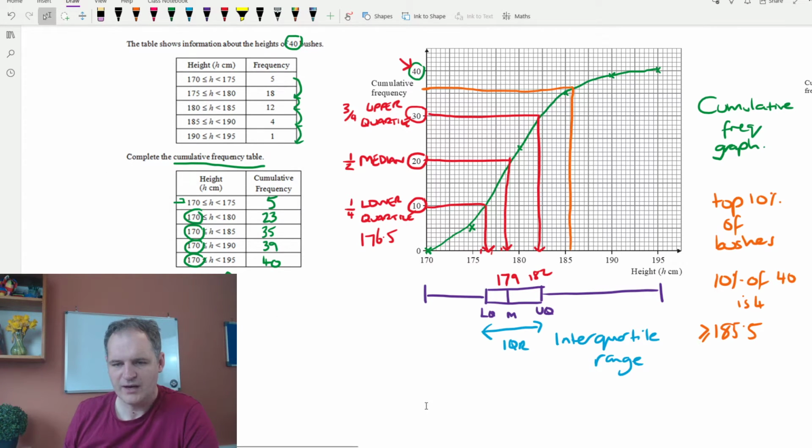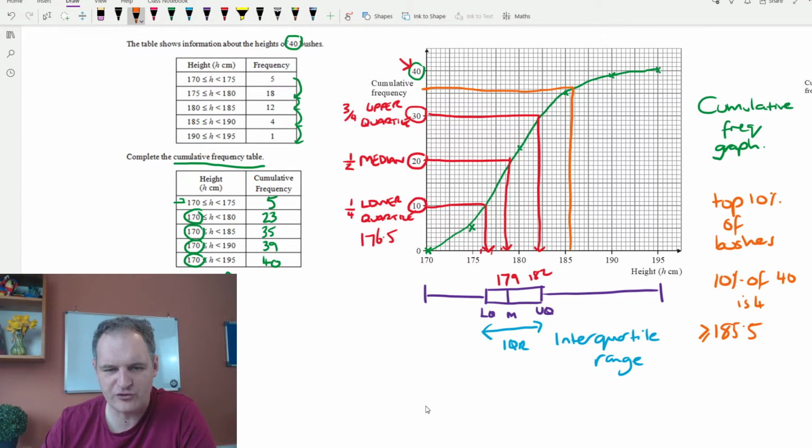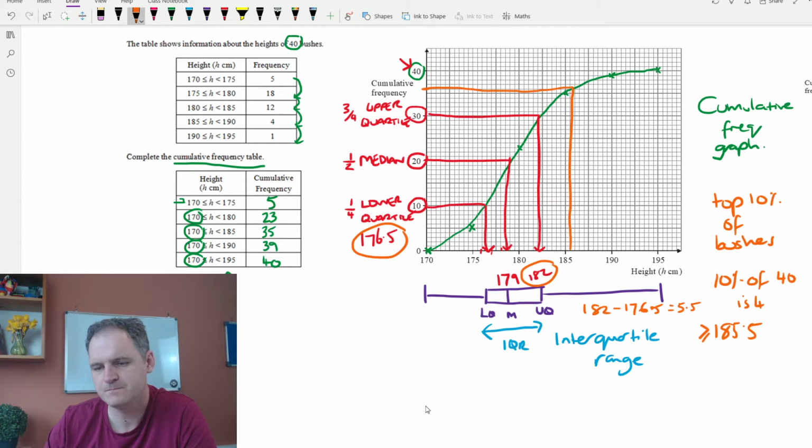Now, the interquartile range, Abdullah has just mentioned, is just that number and the upper quartile there. So it's just take them away. 182 minus 176.5. To find it, you just take away that number from that number. So in this case, it's 5.5. I was right, it's 5.5. Shouldn't doubt myself. There we go.